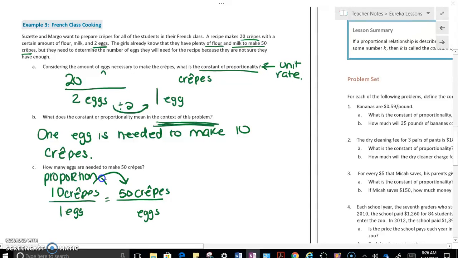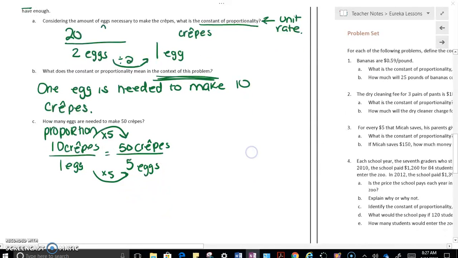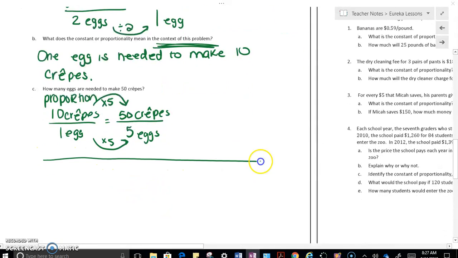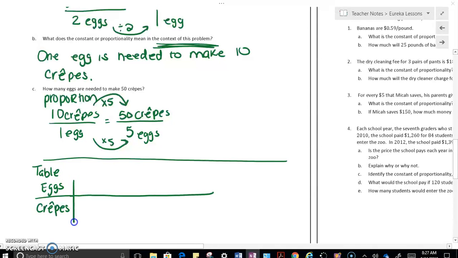How do I get from 10 to 50? Multiply by 5, which is 5 eggs. So I will need 5 eggs. Or I can make a table. But typically I like to set up a proportion because it's easier to do that for any value.